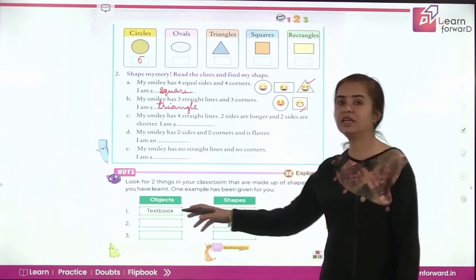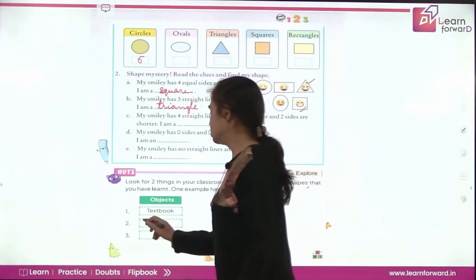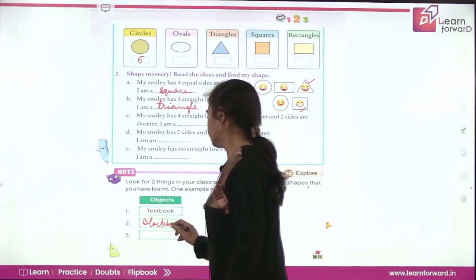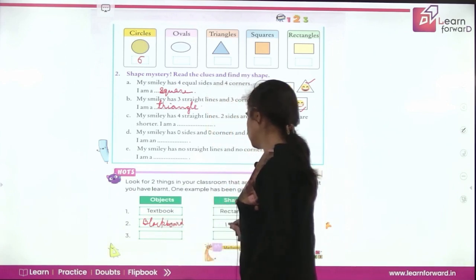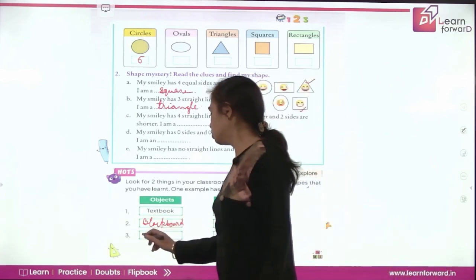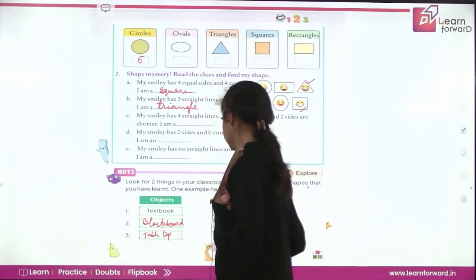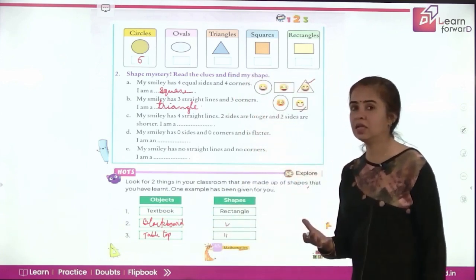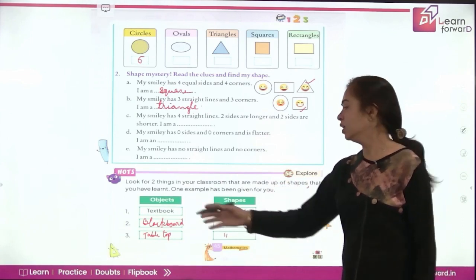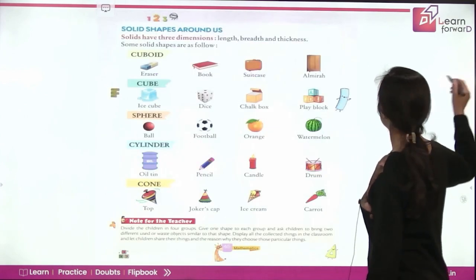So one is the textbook, it looks rectangle. What else do you see? Blackboard, okay. So you can write here blackboard. That also looks rectangle. What else? The tabletop, yes, that also looks rectangle. So if you see other things around, yes, definitely you can look around for any of the objects that you see here. Write down the name here and write down its shape also that you identify and have fun.